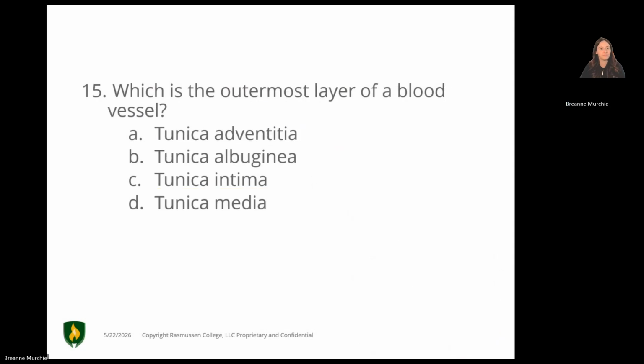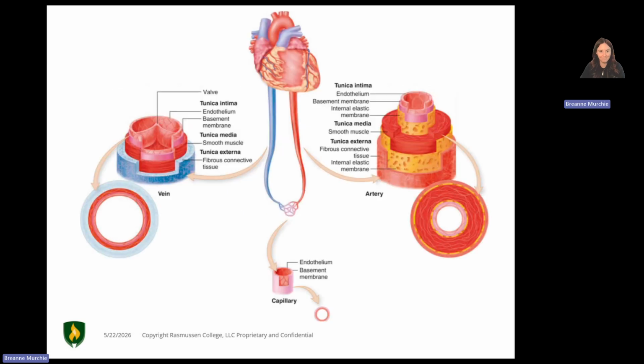And then number 15, which is the outermost layer of a blood vessel, the answer here is tunica adventitia. And you can see here in the image, the 3 layers of the blood vessel from outermost to innermost. Outermost is going to be your adventitia, also known as the tunica externa. The middle layer is going to be your tunica media, and that is going to have your smooth muscle. And the innermost layer is going to be the tunica intima.